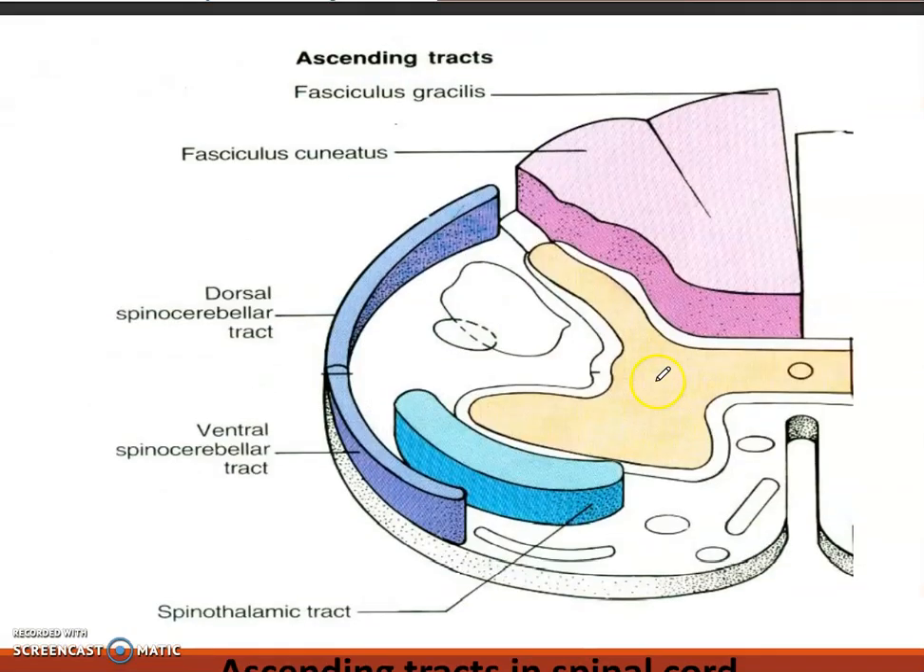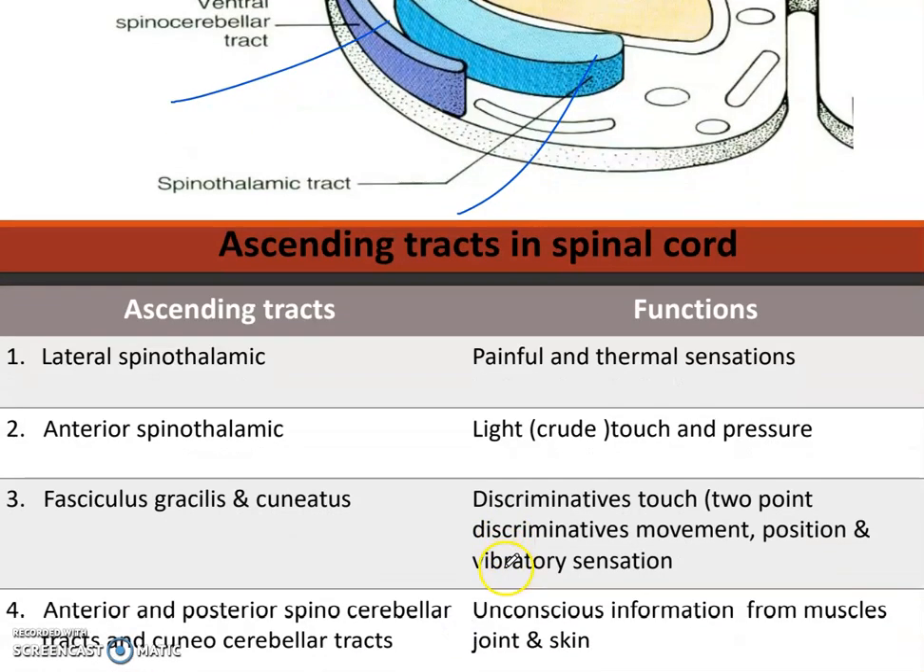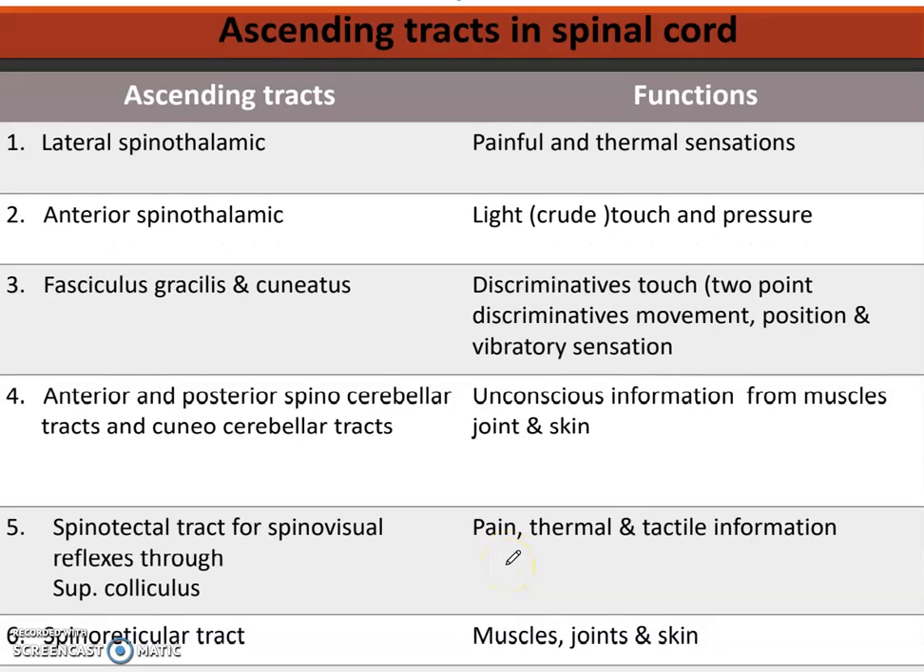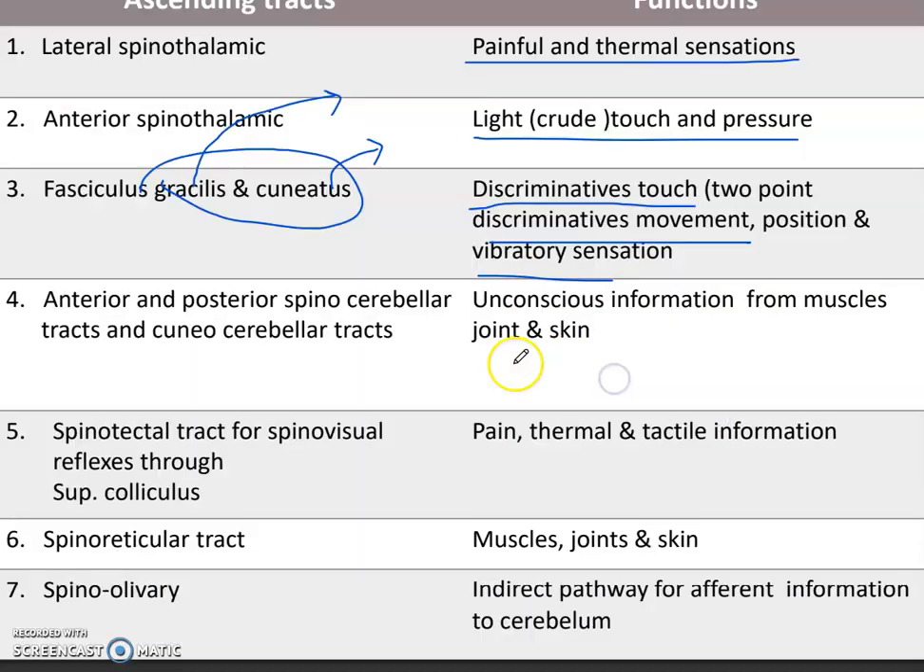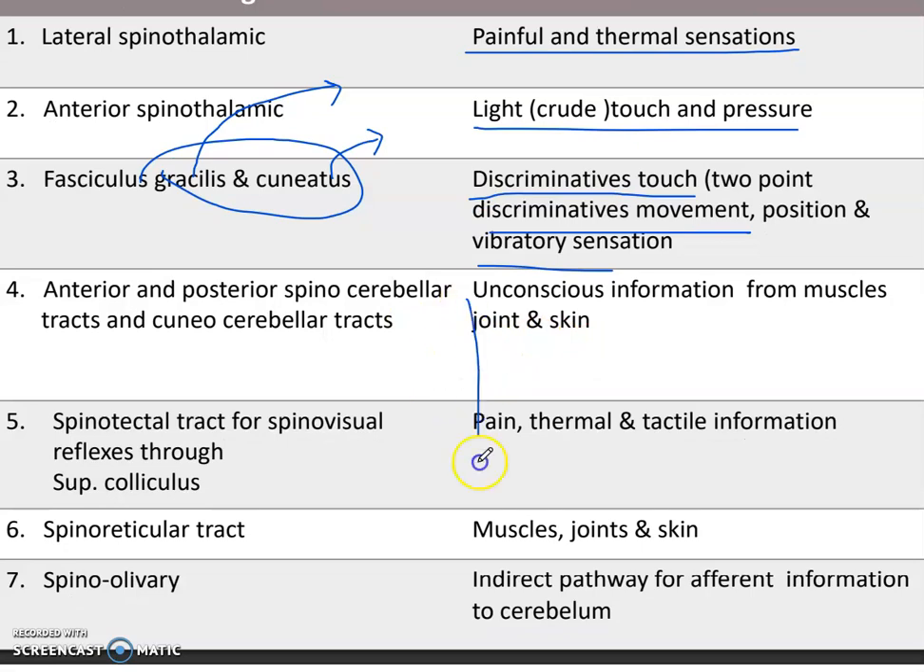And these are some tracts. This is the gracilis, cuneatus, dorsal spinocerebellar, ventral spinocerebellar, and spinothalamic. These are the ascending tracts of the spinal cord. The lateral spinothalamic carries painful and thermal sensation. The anterior carries light touch and pressure. Then the fasciculus gracilis and cuneatus: gracilis takes lower limb sensations of the muscles, and cuneatus takes upper limb sensations. They also carry discriminative touch, movement, position, and vibration sense. And these are the rest of the tracts.